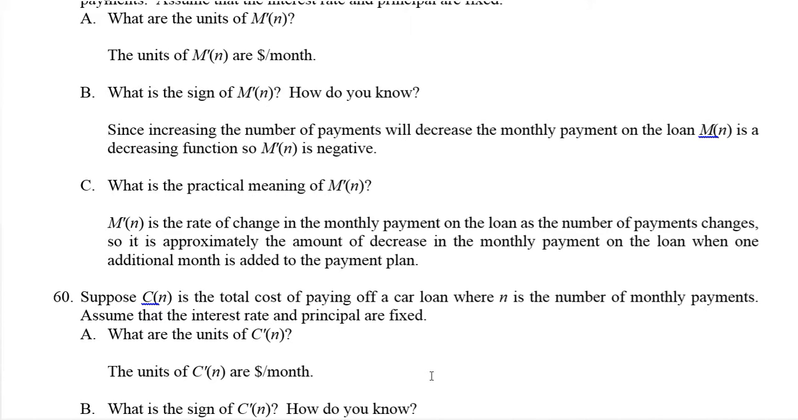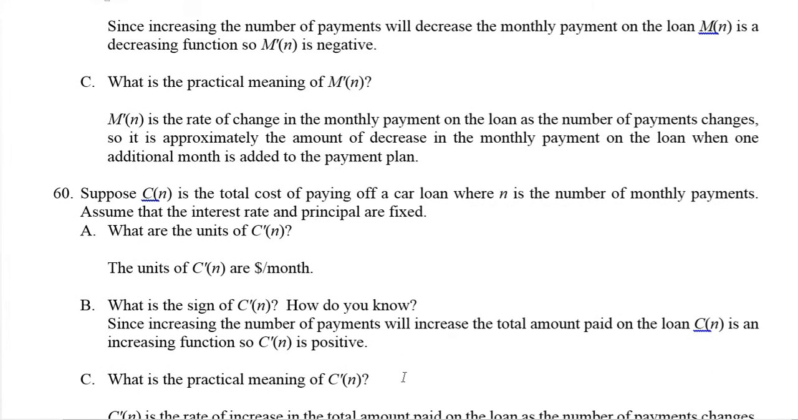And then, assuming the principal and interest rate are fixed, you pay the least in total if you paid it off in fewer months. But of course, your monthly payment is bigger that way. So you have to balance what you can do there.